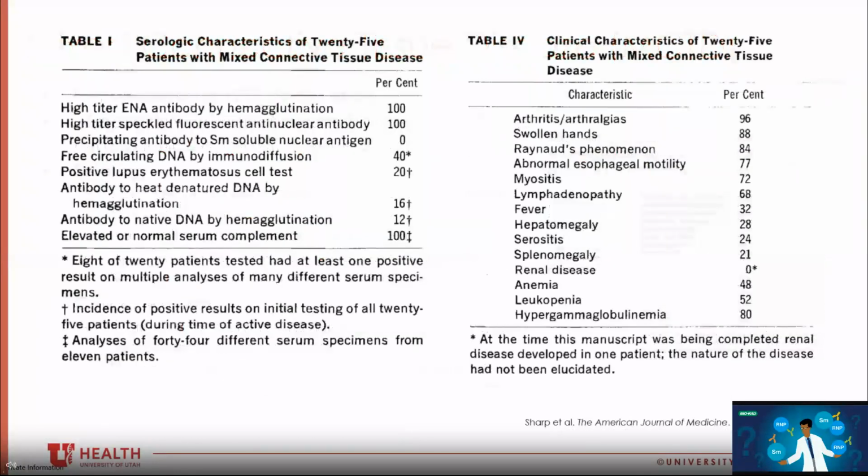In both Sharp's original description as well as newer reviews on mixed connective tissue disease, the most frequently observed symptoms included arthritis, swollen hands or fingers, Raynaud's syndrome, and myositis.